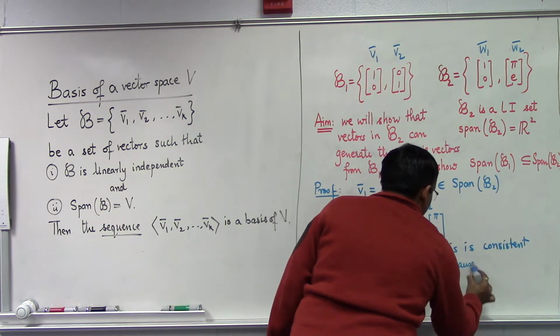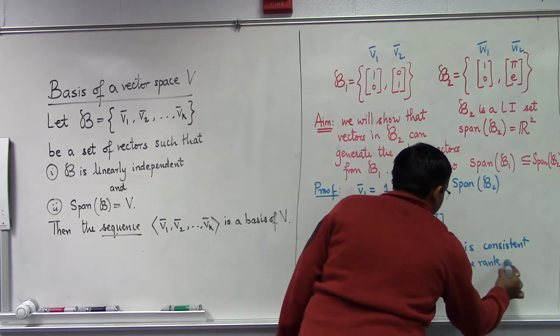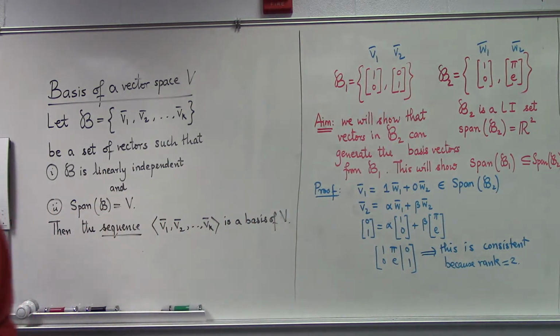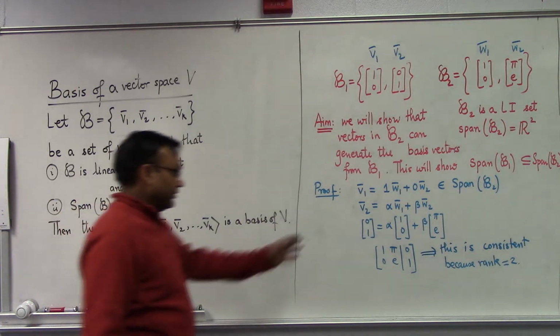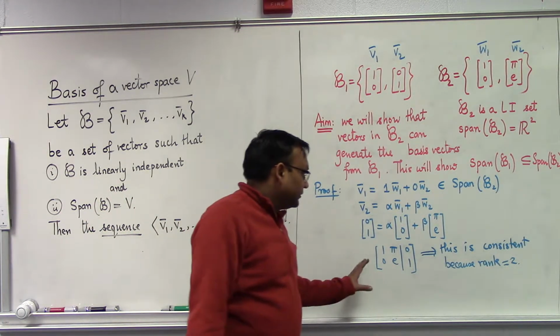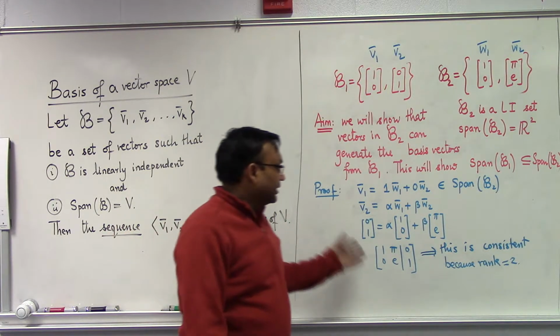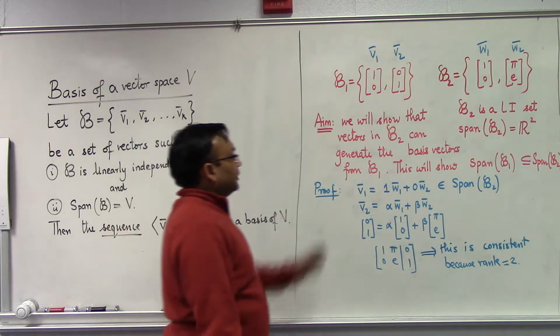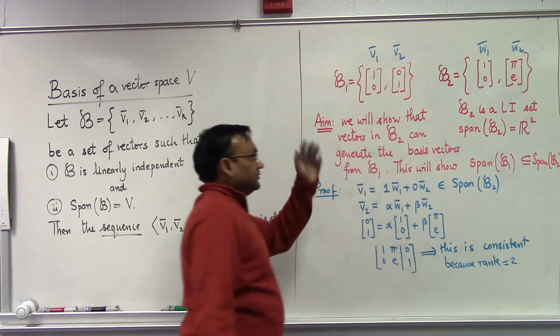You're sure it is a consistent system because the rank of this matrix is 2. As simple as that. I don't really need to find the answer in particular. I can simply claim that the rank is 2, hence the system is consistent. You have 2 pivots, so any right-hand side would have done the job. But the reason I wanted to show the idea behind the proof is that we're going to use this idea very soon: trying to write the generators in terms of the other set of generators.